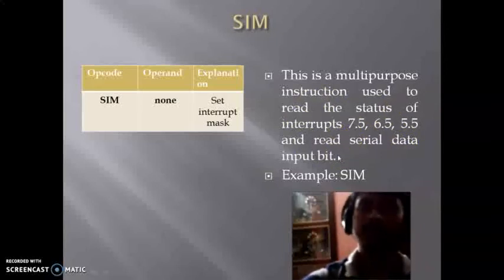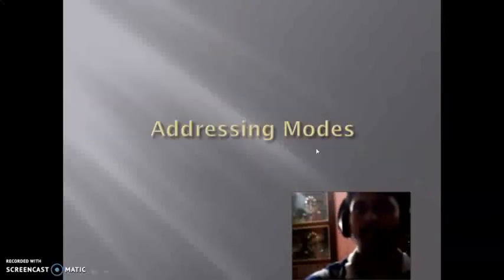Next is the SIM instruction, that is set interrupt mask, by which we can set the mask of the interrupts RST 7.5, 6.5 as well as 5.5. We have a particular set of data that we can write into the accumulator to set a particular interrupt of RST 7.5, 6.5 as well as 5.5. So that can be used to set as well as reset the mask, and that is the instruction used here, the SIM. This is also a machine control instruction.